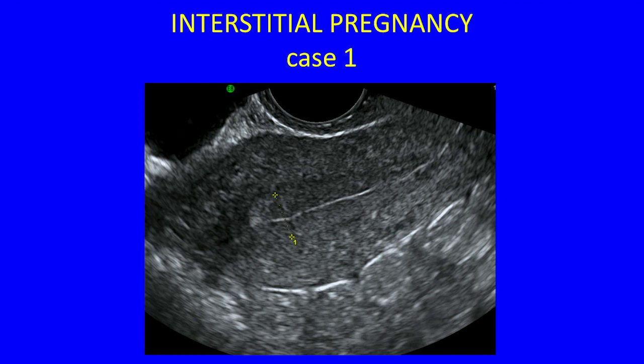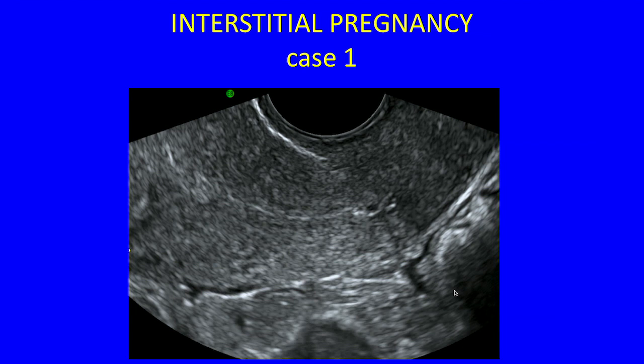Interstitial pregnancies are great to see on 3D, as I'll show you. So this lady came in very early pregnancy, and it wasn't clear exactly where the pregnancy was. So the endometrial cavity looked empty. The cervical canal looked empty.